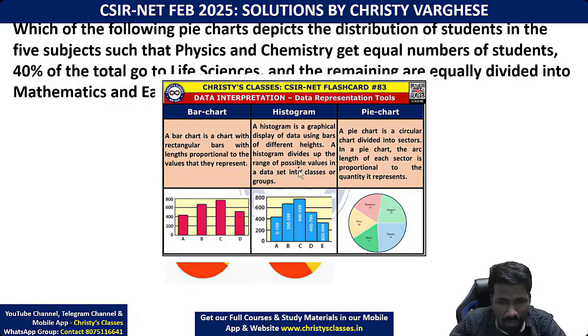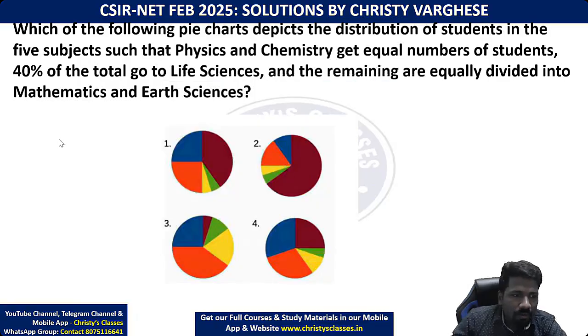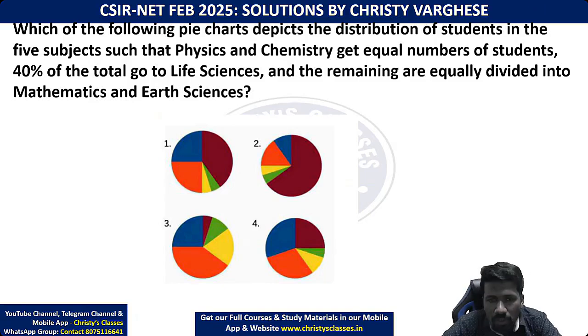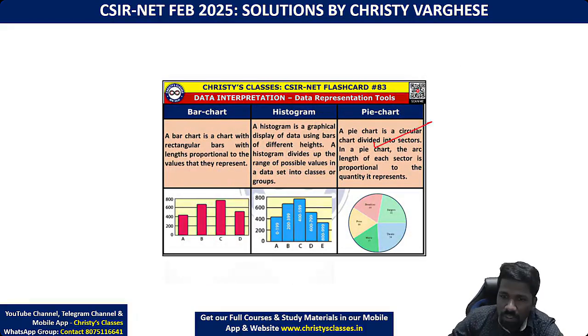So in our data interpretation chapter, we'll be discussing all the major data interpretation tools, that is bar chart, histogram, pie chart, line graph, table, etc. So this question is based on pie chart. Your basic understanding of pie chart itself is enough to do this question. So this is the definition of pie chart and all.